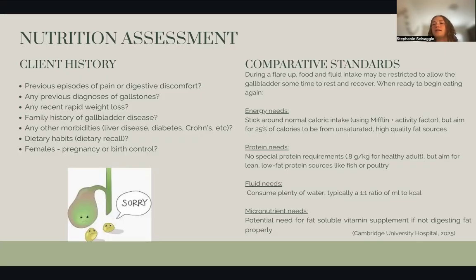bit lower, but these fat sources need to be unsaturated and high quality. So that's your fish, that's your olive oil, things like that. And then with your protein, you want that lean, low fat meat like fish or poultry. Fluid needs, unless you're having diarrhea or vomiting, you can consume the normal amount of water, 1-to-1 ratio. And then micronutrient needs, there's a potential need for a fat soluble vitamin supplement if you're still not digesting your fat properly. Because if your body can't absorb that fat, there's no way the body can absorb those fat soluble vitamins.